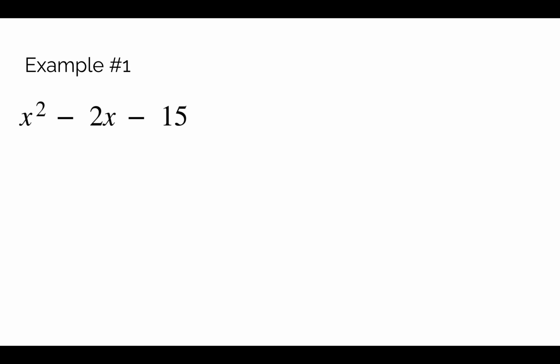Example number 1, x squared minus 2x minus 15. Here, we need to find two numbers whose product is equal to c, which is negative 15, and whose sum is equal to b, which is negative 2. Now, before we determine what those two numbers are, we can determine the signs that will be in each of those brackets just by looking at the product and sum.